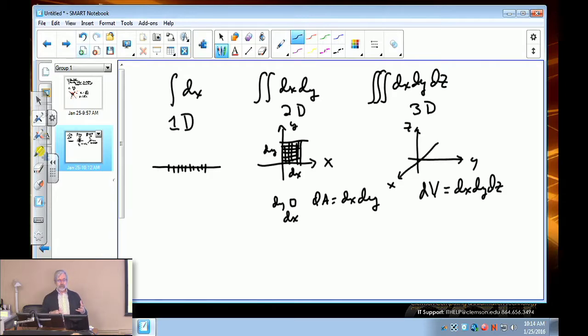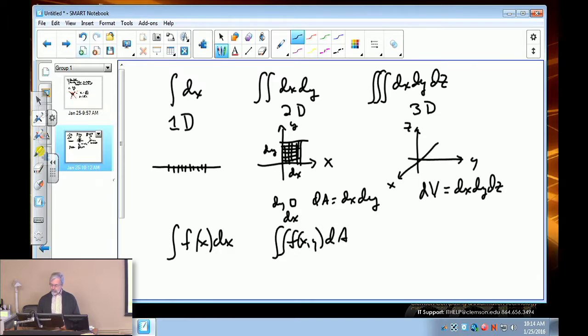The integral over 1 dimension, 2 dimensions, 3 dimensions. So in the second case, you're integrating over an area. In the third case, you're integrating over a volume. And all you're doing is breaking it up into pieces and then adding it up. Okay? And so in each one of these cases, you could integrate a function, for example, of x, or a function of x and y, or a function of x, y, and z.